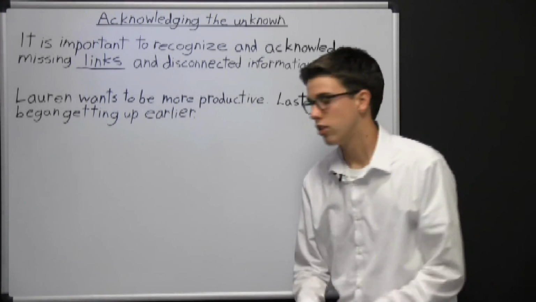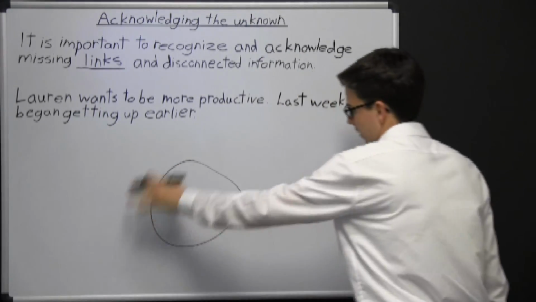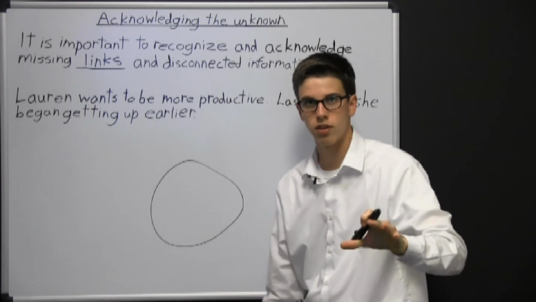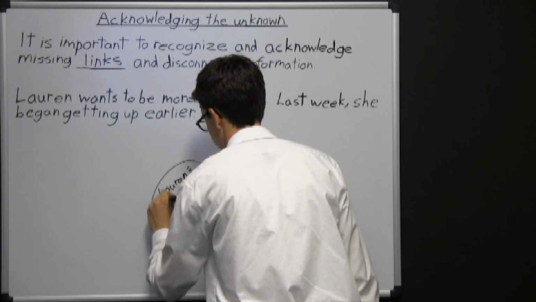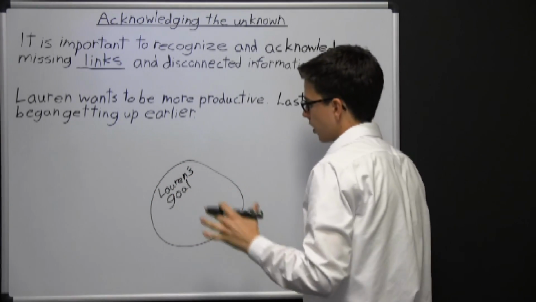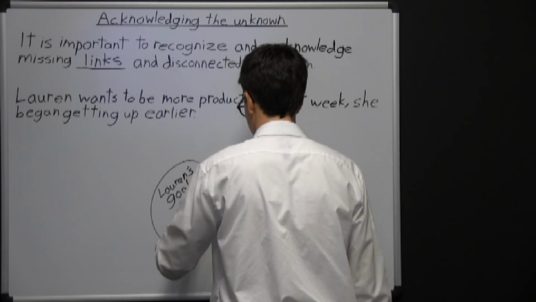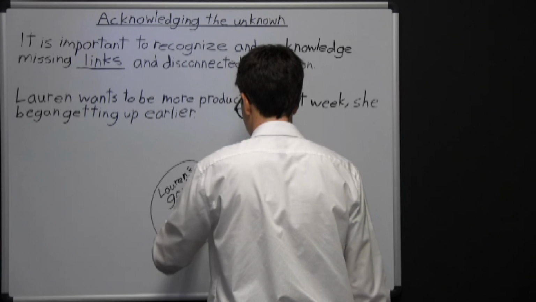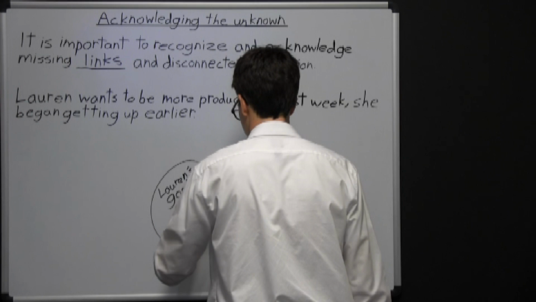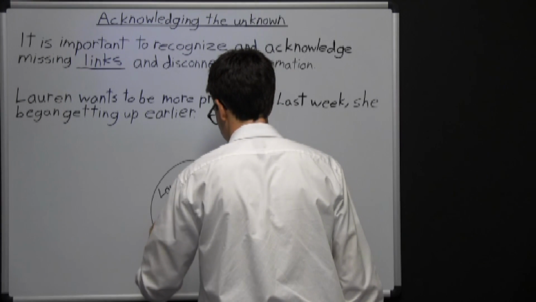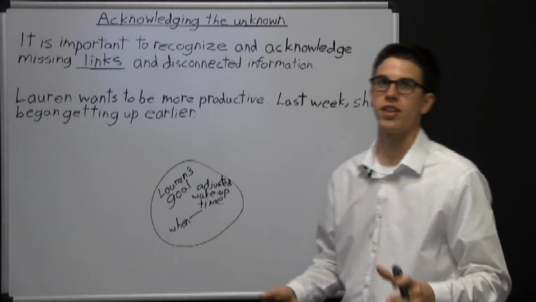unless the writer tells us that we can relate those two concepts to each other. So I'm going to draw a circle here, and everything inside the circle is going to be what we do know, and everything outside the circle is going to be what we don't know. So what do we know? We know Lauren's goal. Lauren's goal is to be more productive. We know that she adjusted her wake-up time. And we know when she did it. She adjusted her wake-up time last week.